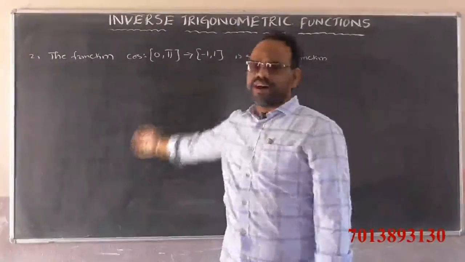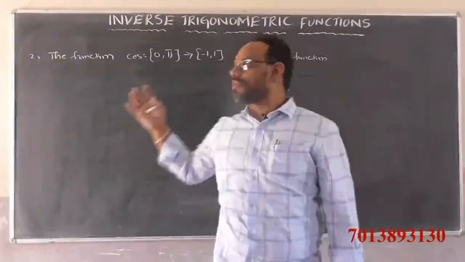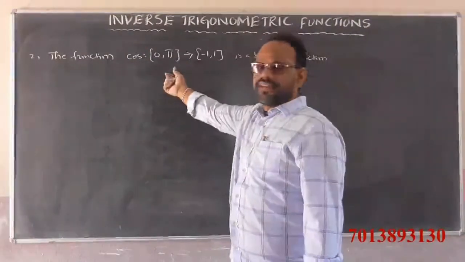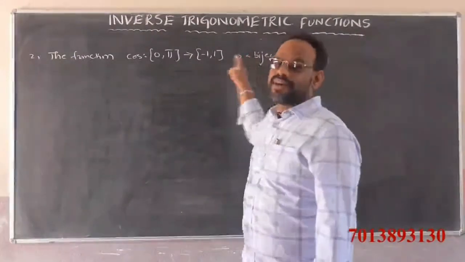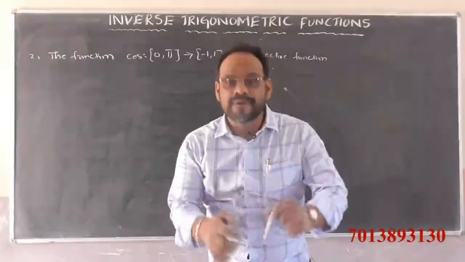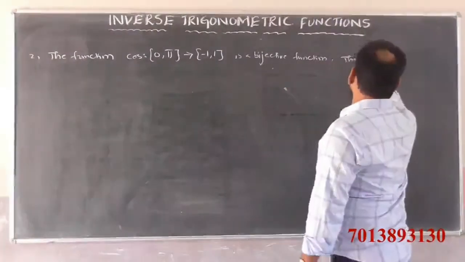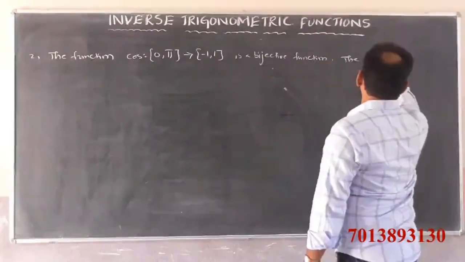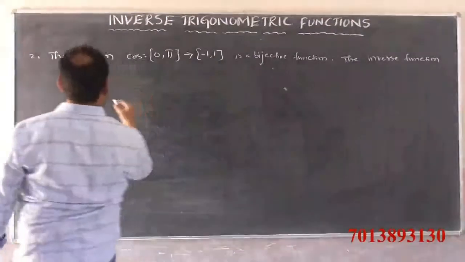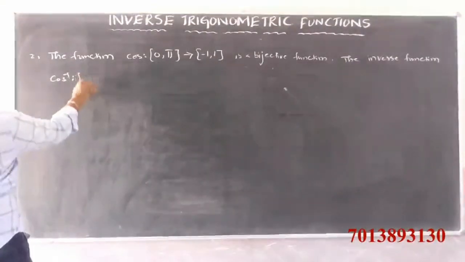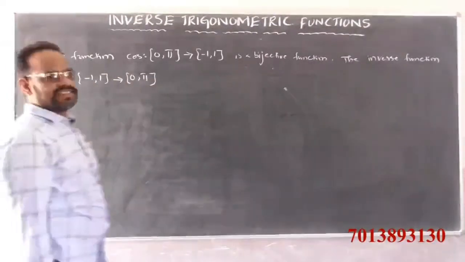If you reduce the domain, the cos function, whose domain is the real numbers and codomain is the closed interval minus 1 to plus 1, then only with the domain reduced to the closed interval 0 to pi is the cos function a bijective function. Then the inverse function, cos inverse, exists from minus 1 to plus 1 to the closed interval 0 to pi.